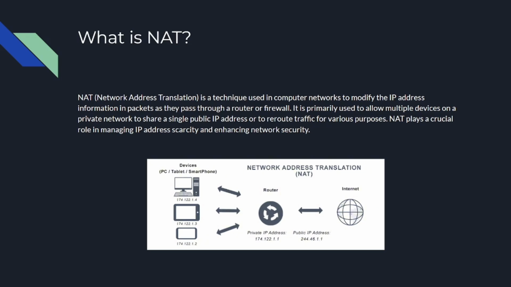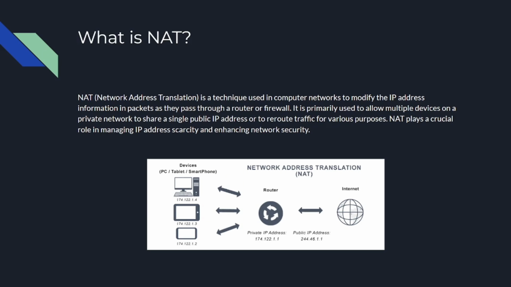Basically, in our local networks, we have different devices containing different IP addresses. So a NAT device such as a router turns all the different IP addresses into a single common IP address, and then routes the data through the internet. NAT plays a crucial role in managing IP address scarcity and enhancing network security.